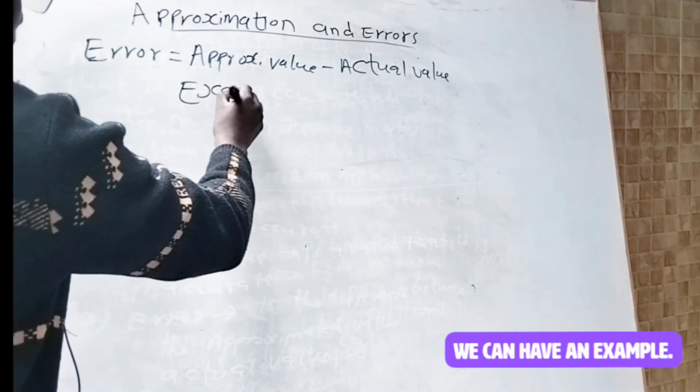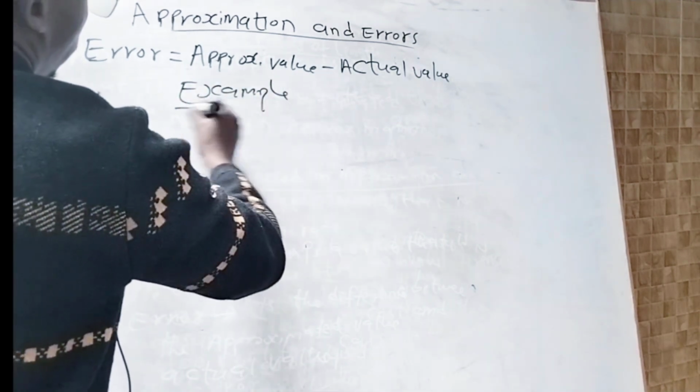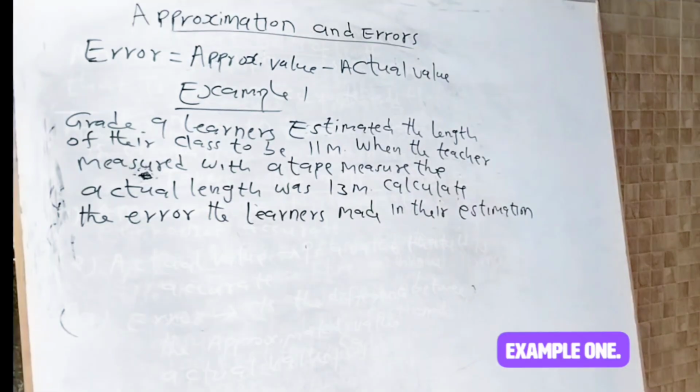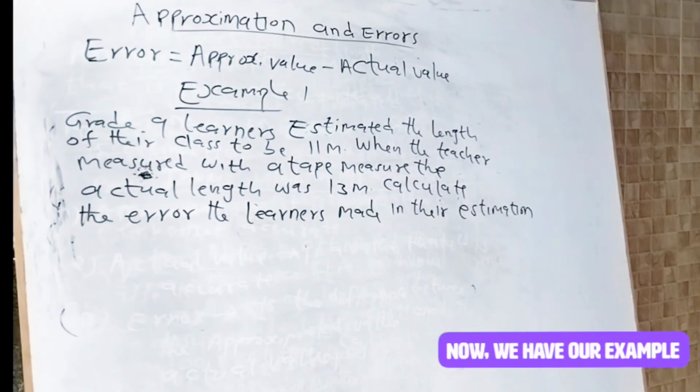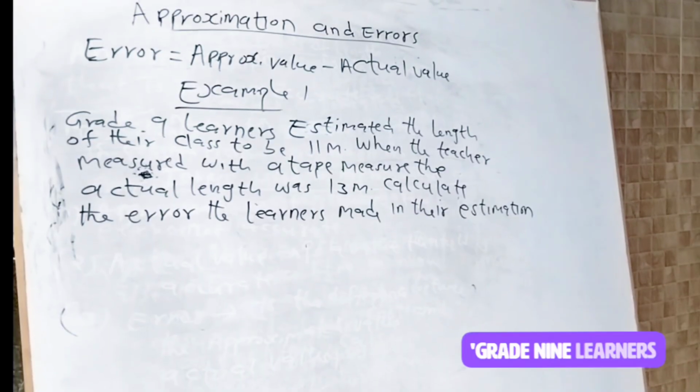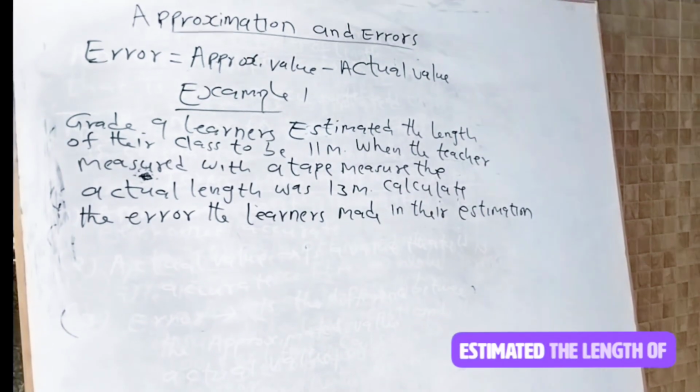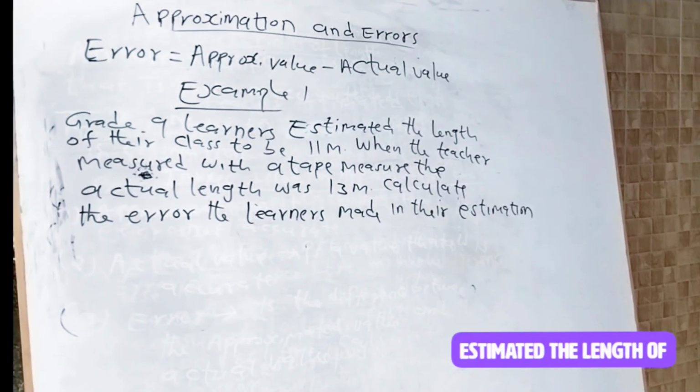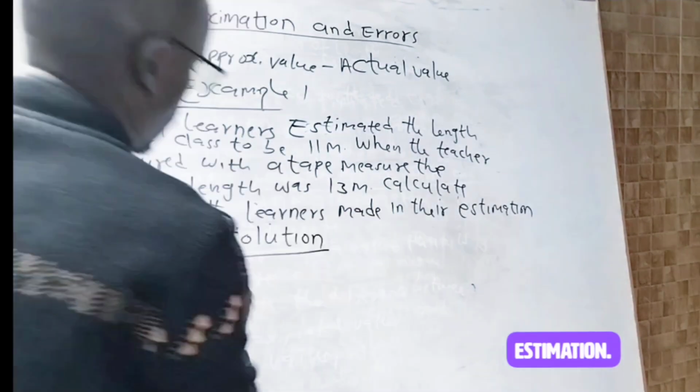We can have an example. Example 1. The question states: grade 9 learners estimated the length of their class to be 11 meters. When the teacher measured with a tape measure, the actual length was 13 meters. Calculate the error the learners made in their estimation.